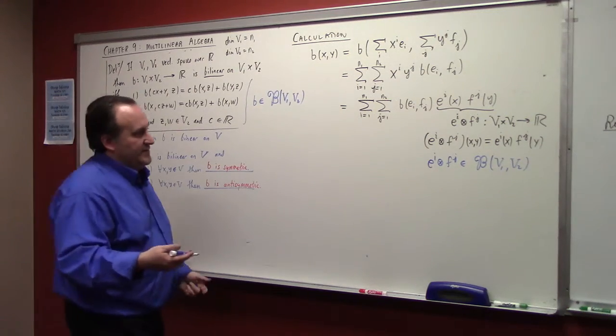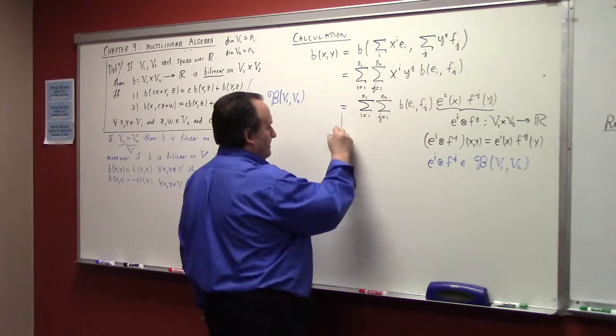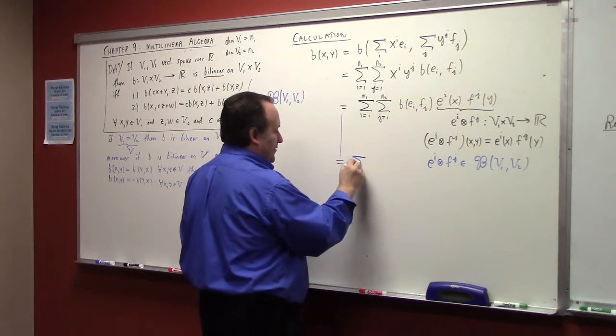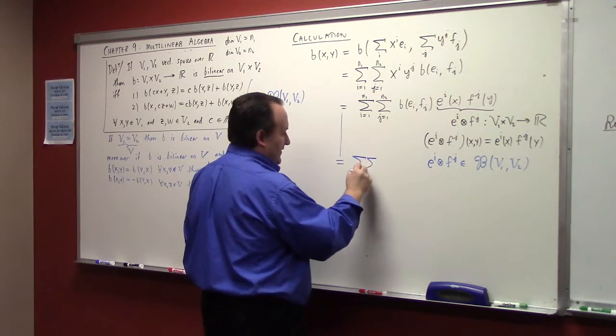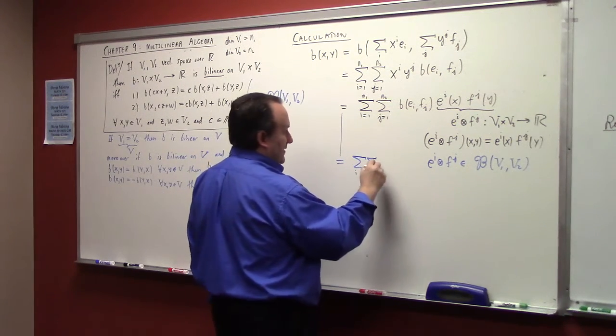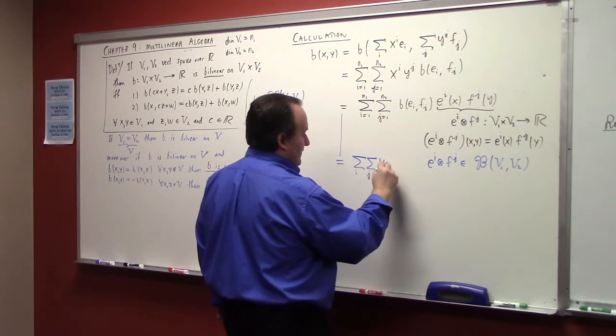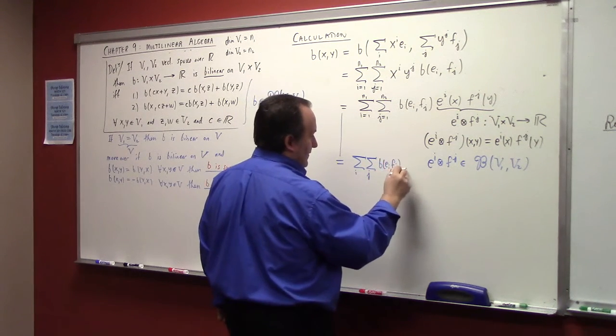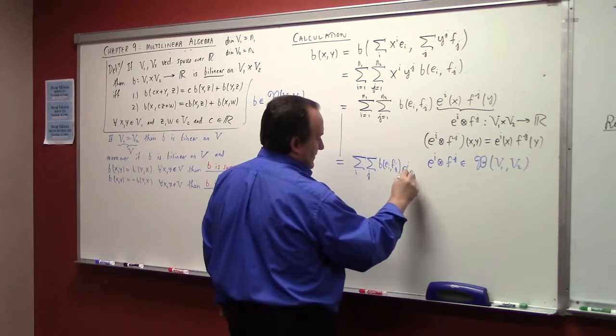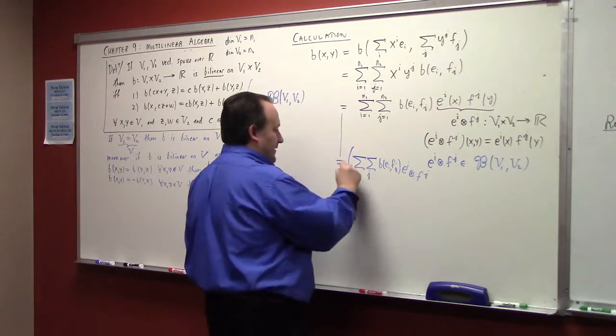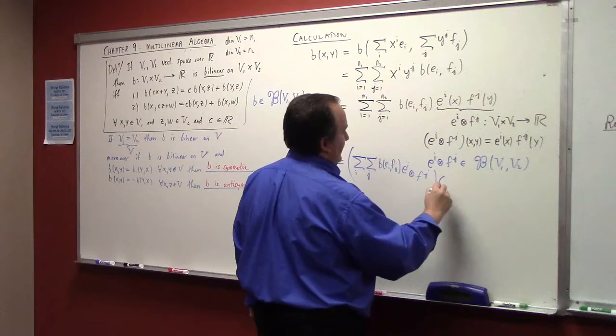So, okay, what does this all mean? This is actually equal to the sum over i, sum over j, and I've got B of e_i, f_j times e^i tensor f^j. All of this thing acts on what? It acts on x, y.